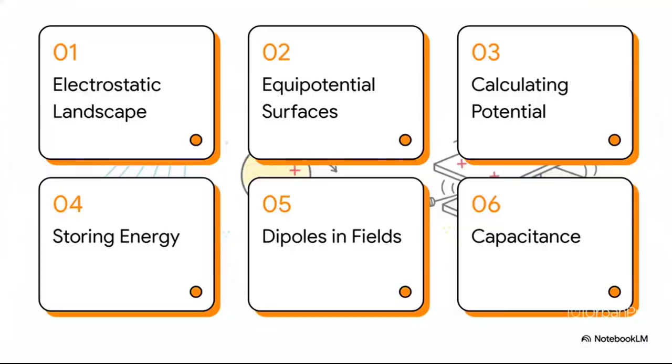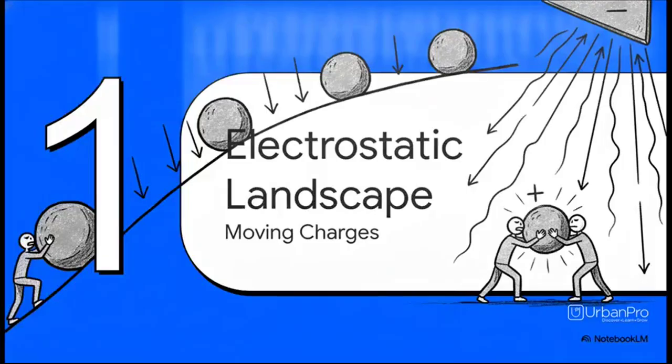Here is our syllabus for today's ascent. First, the electrostatic landscape. Second, mapping equipotential surfaces. Third, calculating electric potential. Fourth, storing potential energy. Fifth, dipoles in external fields. And finally, an introduction to capacitance. All right, let's jump right into part one, the electrostatic landscape.